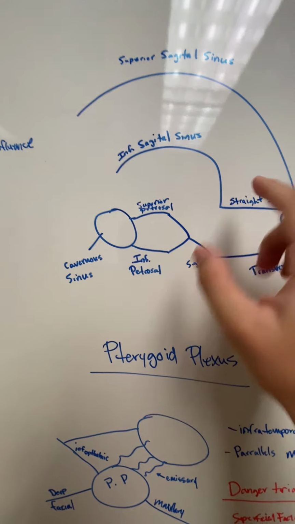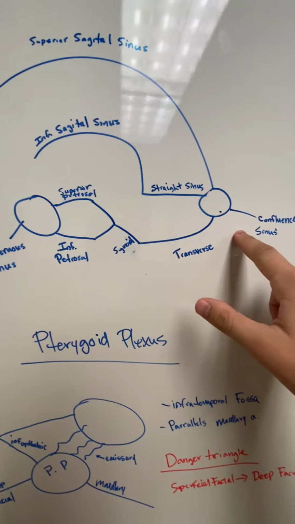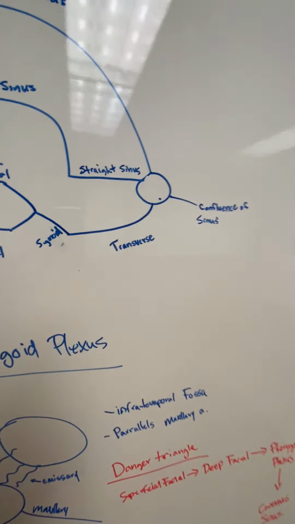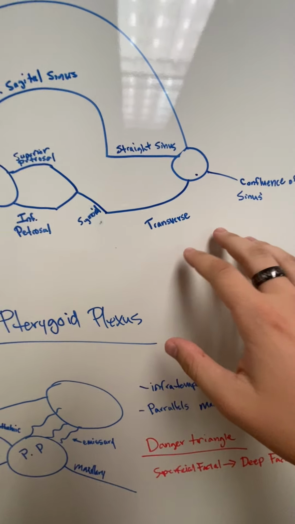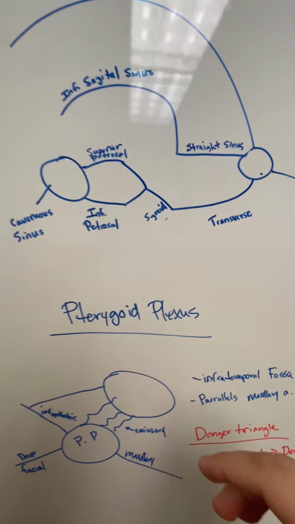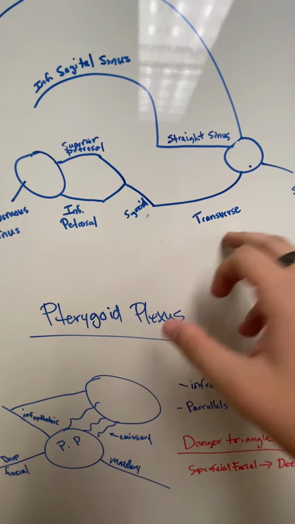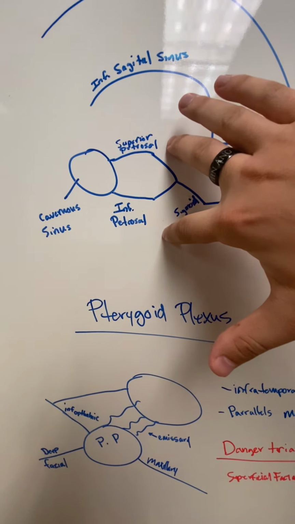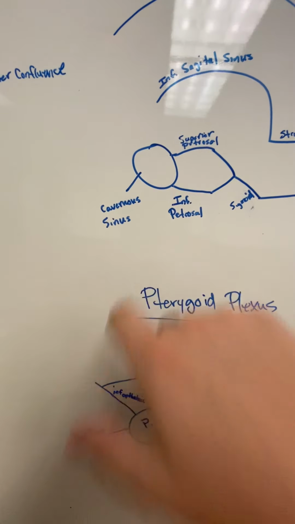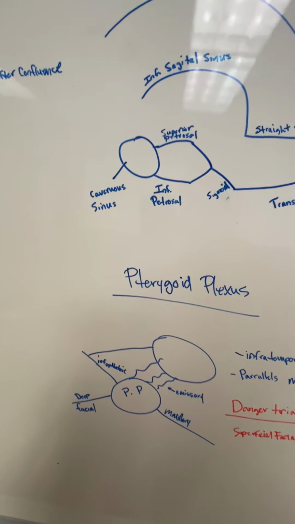These guys come down and drain. This one goes through a straight sinus, and they meet up in this confluence of sinuses. And like I mentioned, everything after that becomes bilateral. So we have a transverse on two sides, sigmoid, superior petrosal, inferior petrosal, and the cavernous sinus.